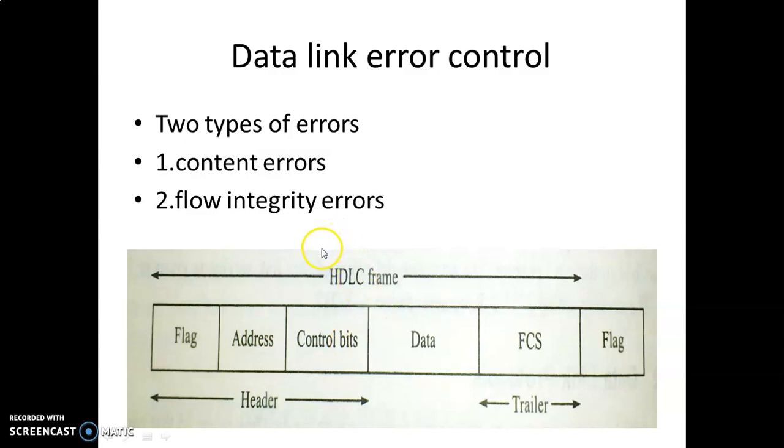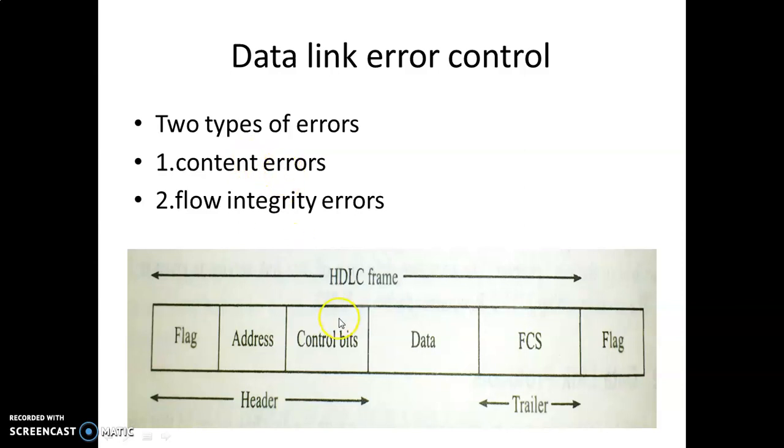Hi everybody. Okay, now we'll be talking about data link error control. Two types of error can occur during transmission of frames from one device to the other. One of them is called content error and the other is called flow integrity error. Content error is an error in the received frame. Suppose this frame is received and there is an error in this frame. Such a kind of error is called a content error.